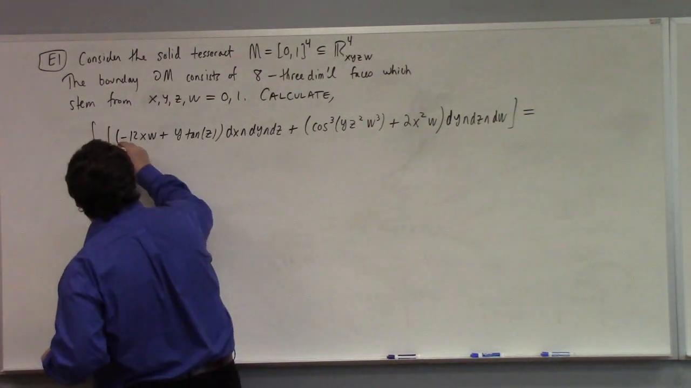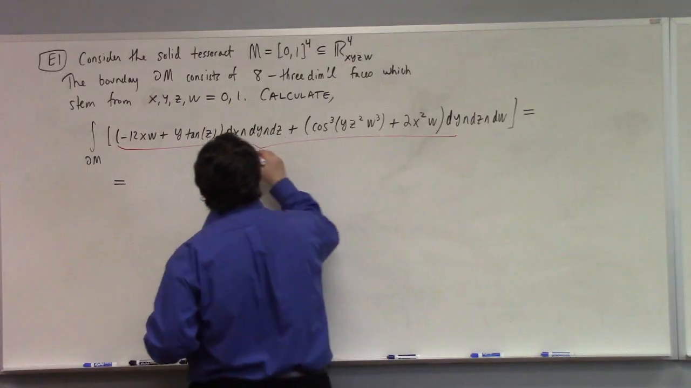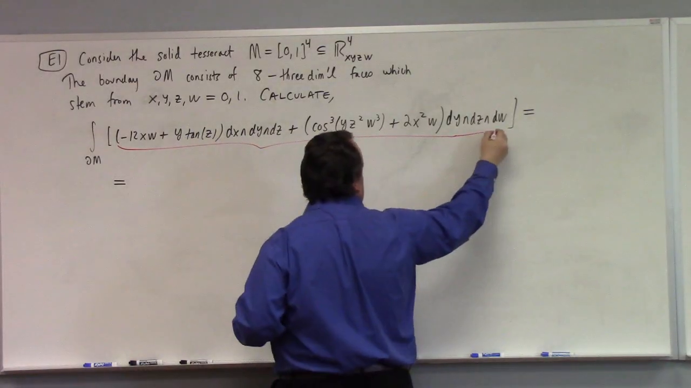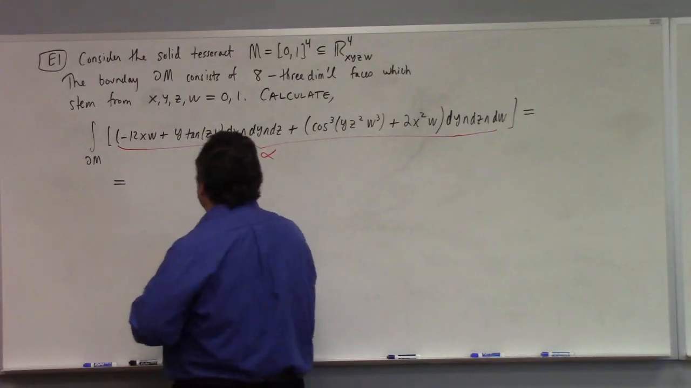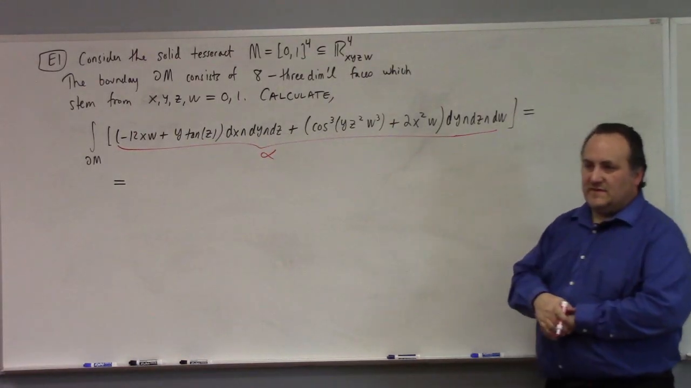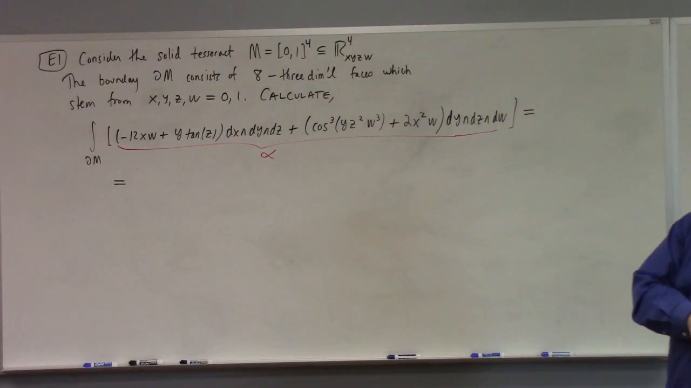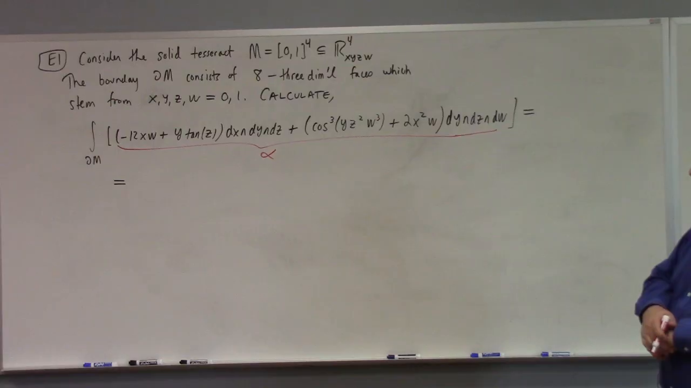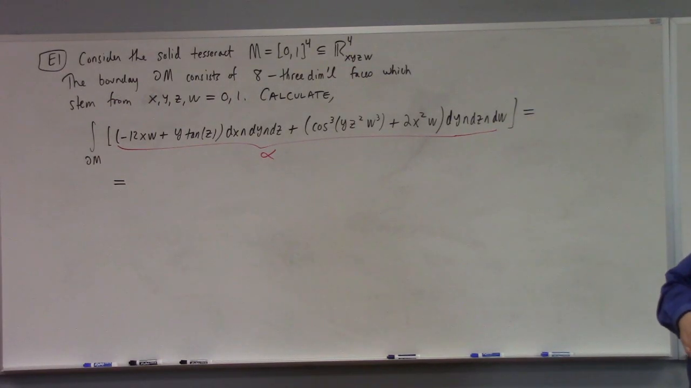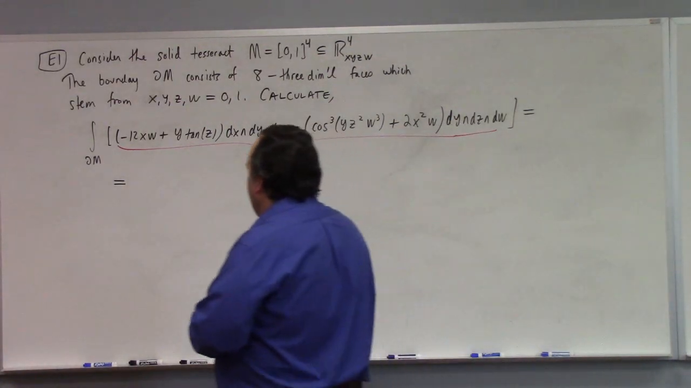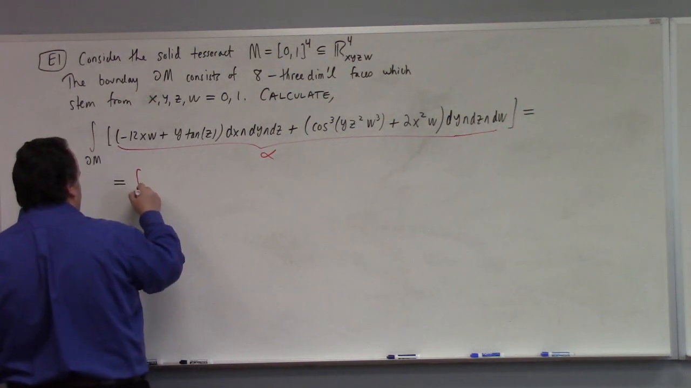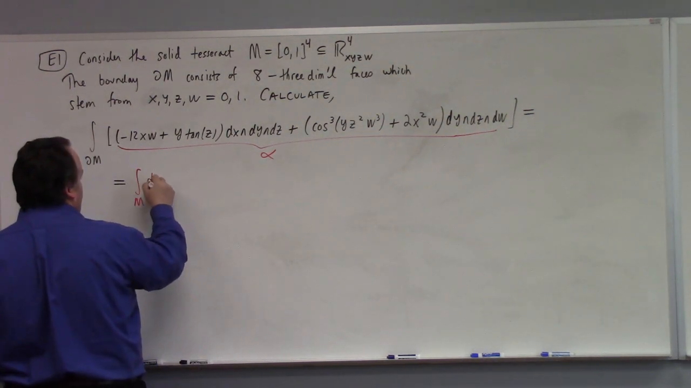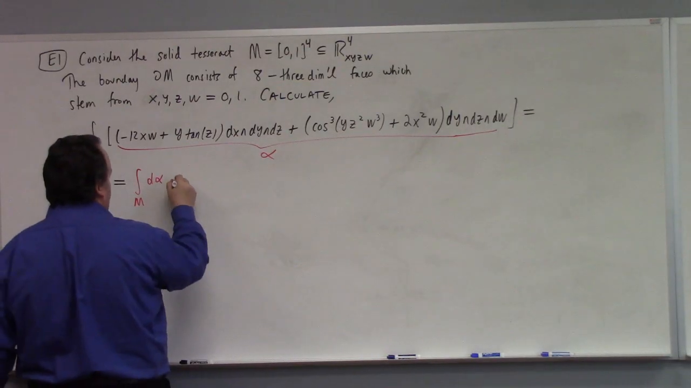So here's the deal, guys. This is alpha. The generalized Stokes theorem, which I will begin to explain what it means today, says that we can trade the integral of a form over the boundary of a manifold for the integral of the differential of the form over the manifold. So we integrate over M d alpha.